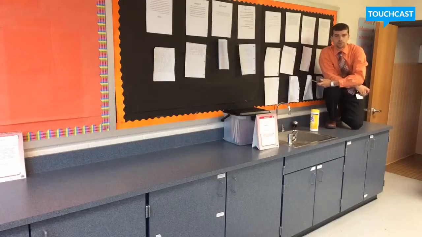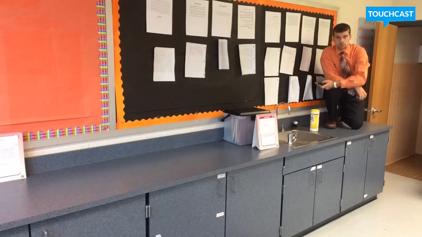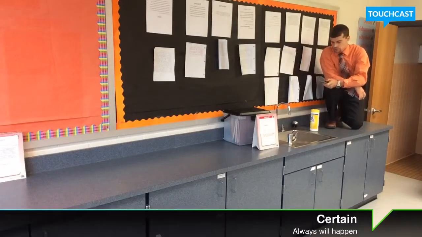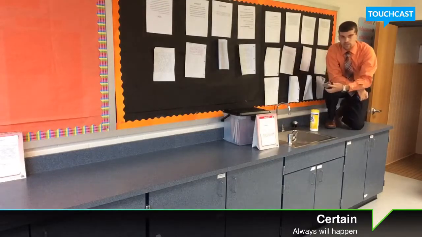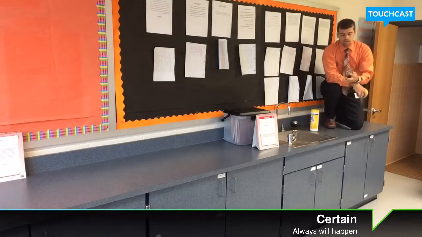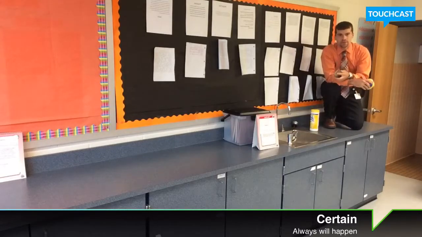Our first probability term that we're going to look at is certain. And certain means that it will always happen. If there is any doubt at all, it cannot be certain. It has to happen every time.